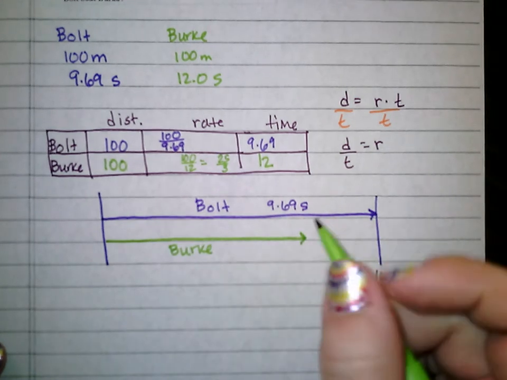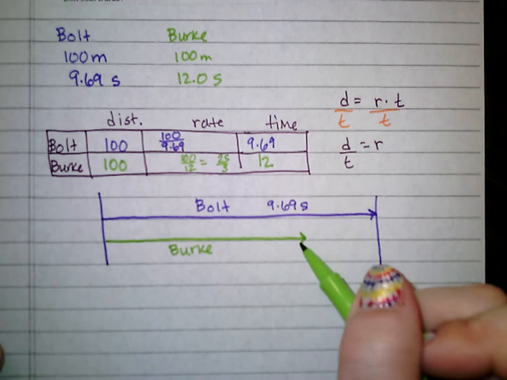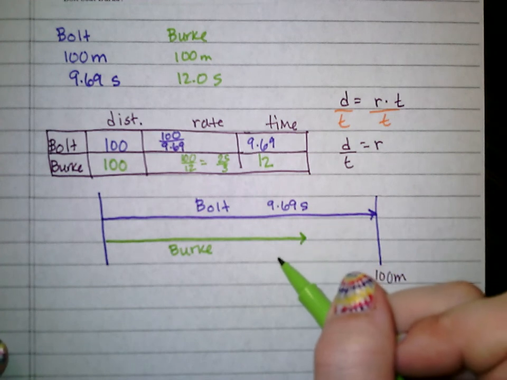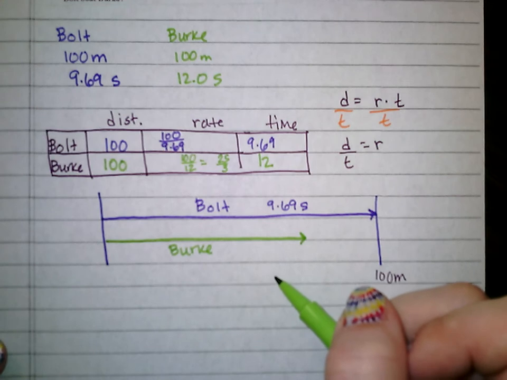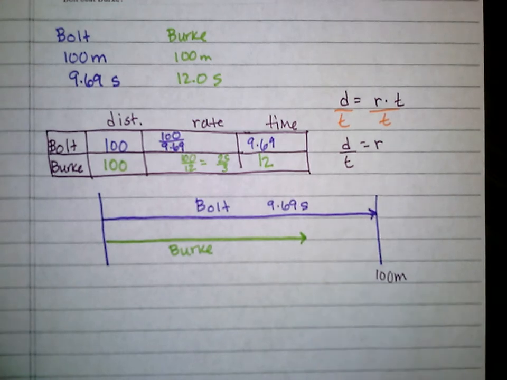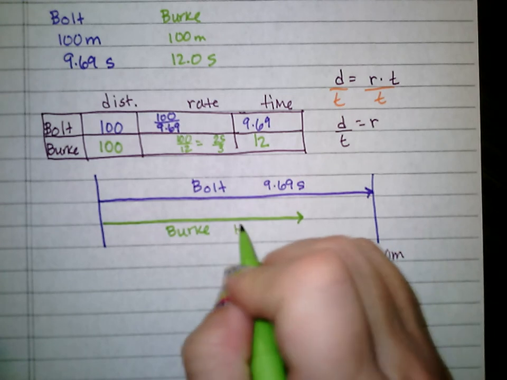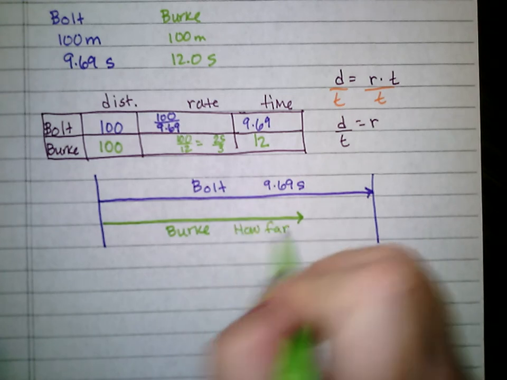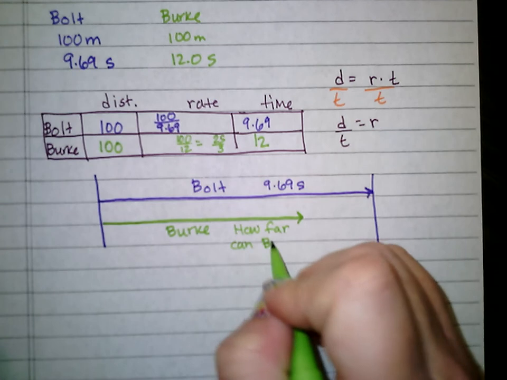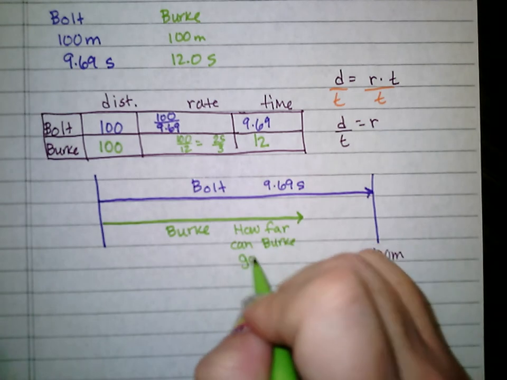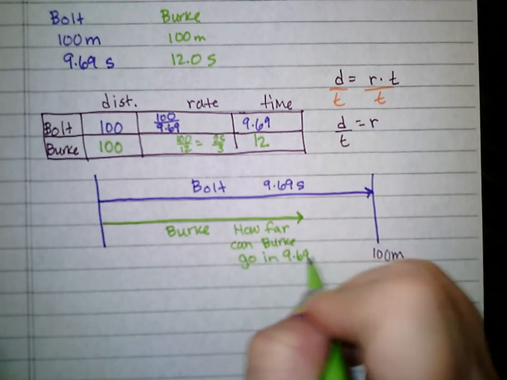So in 9.69 seconds, we don't know how far Burke is going to go. That's like a song from Moana, How Far I'll Go. So we've got to figure out how far can Burke go in 9.69 seconds.